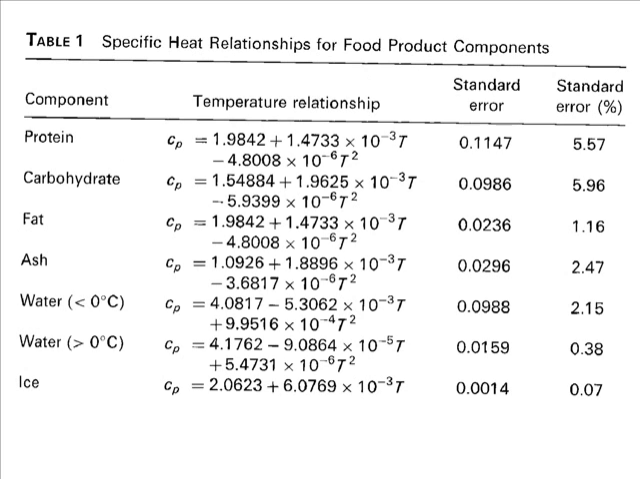Shown here are specific heat relationships for food product components. The different components are the basic ones for food: protein, carbohydrate, fat, ash, water, below and above 0 Celsius, and ice. And you see that there are temperature relationships for all of these different components.